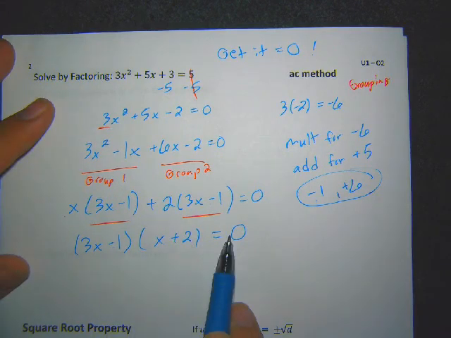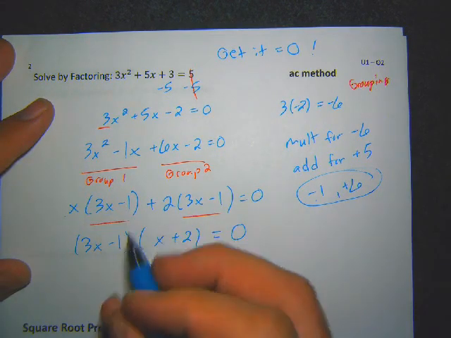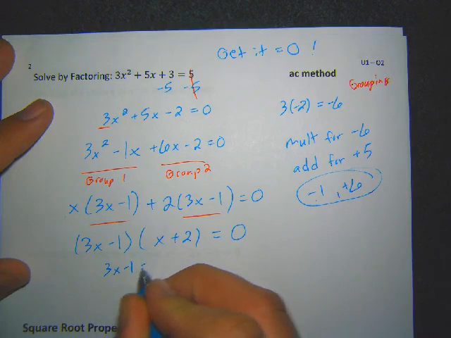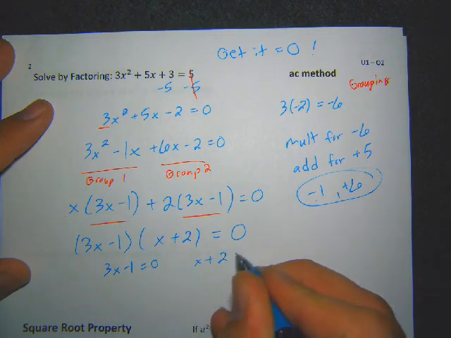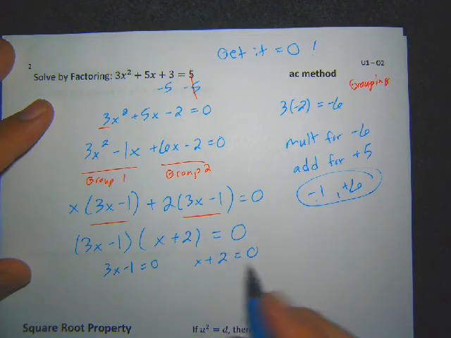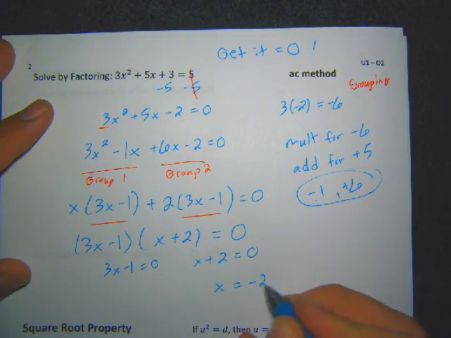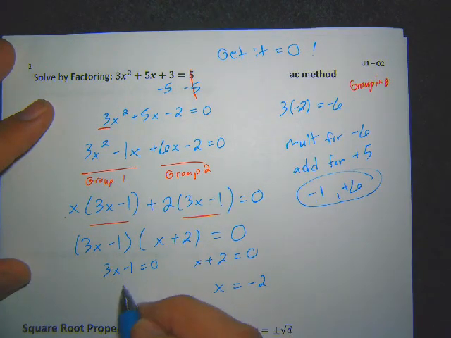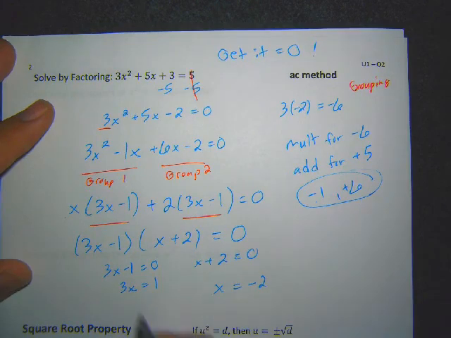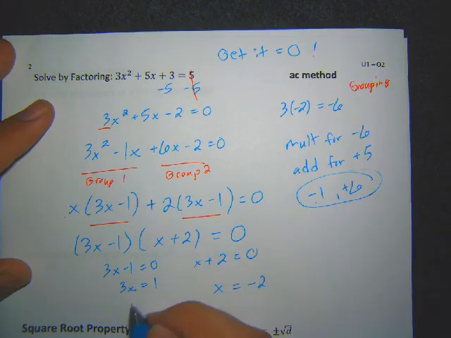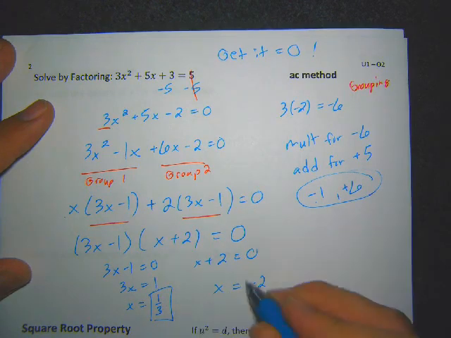Again, once you have it equal to 0, we can set both parts equal to 0. So I get 3x minus 1 equals 0, and x plus 2 equals 0. This is pretty easy. I just subtract 2 across, so I get x equals negative 2. Here I'm going to add 1 across, so I get 3x equals 1, and then divide by 3 on both sides. So I get x equals 1/3. And those would be my two answers.